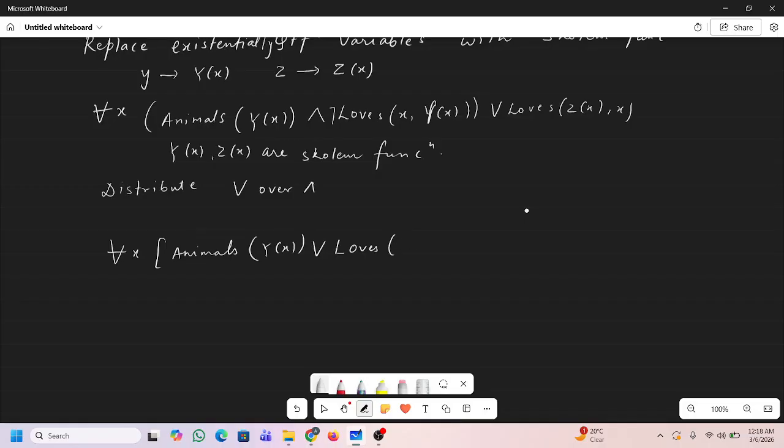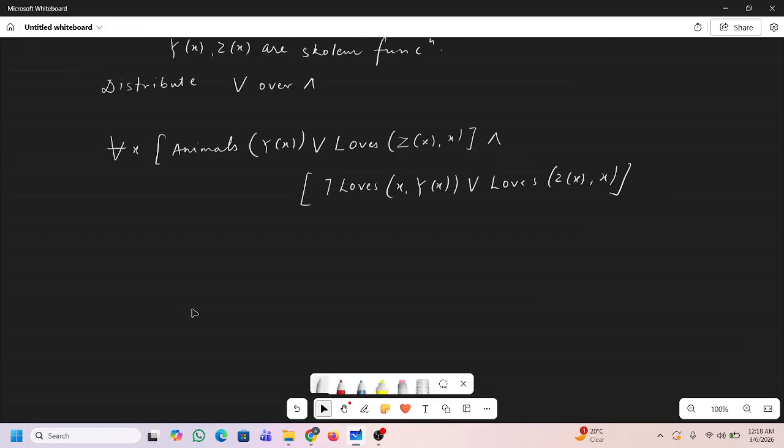So loves z of x comma x, and here it will be negation of loves x comma y of x, and then it will be or loves z of x comma x. Okay, so this is the first order logic that has been converted into CNF form.